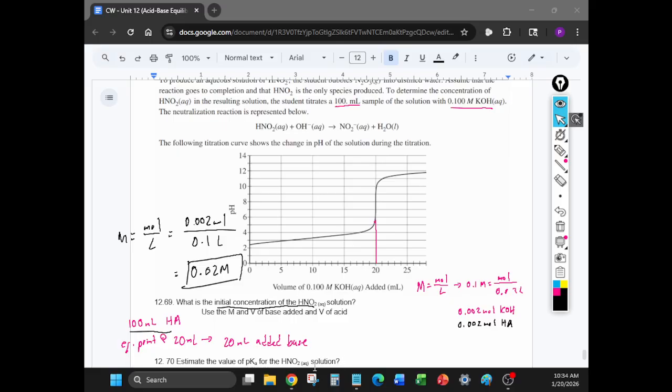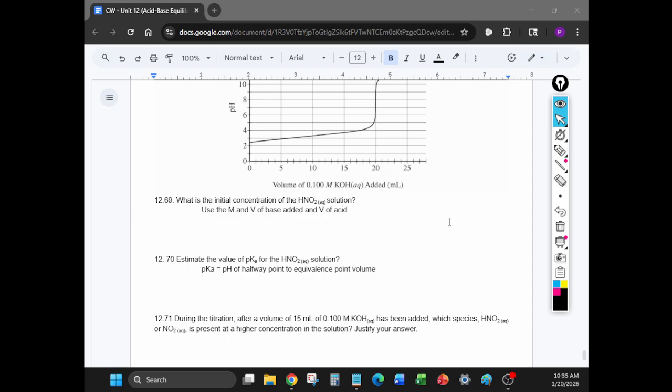All right, for 1270, we talked about how to do this. The pKa, using the graph, we look at halfway to equivalence point. Equivalence point is 20 milliliters. Halfway is 10. And we just look at the pH at 10. It's going to be somewhere between 3.1 and 3.4. It just needs to be between 3 and 3.5, because if you look at the graph, you'll see that it's above 3, but it's not quite halfway. So anything between there should be fine.